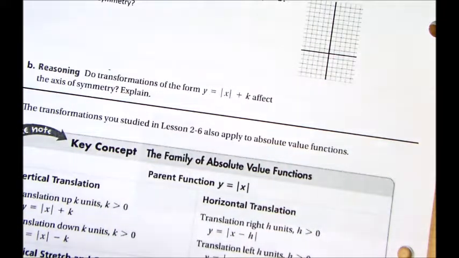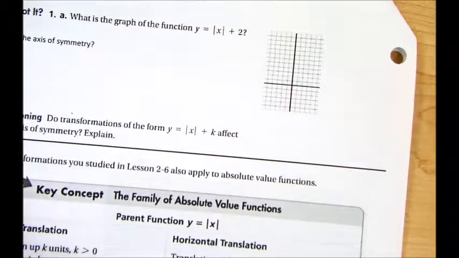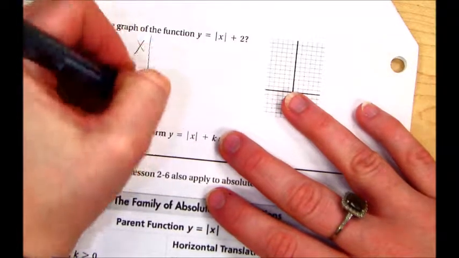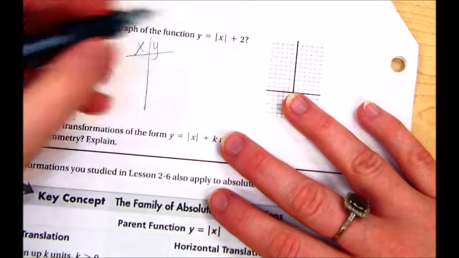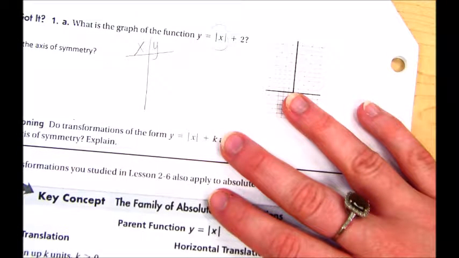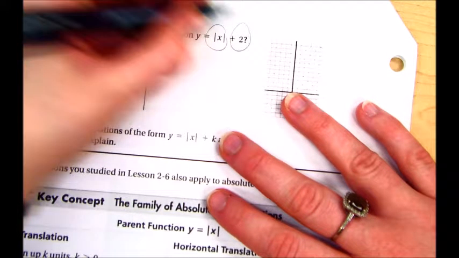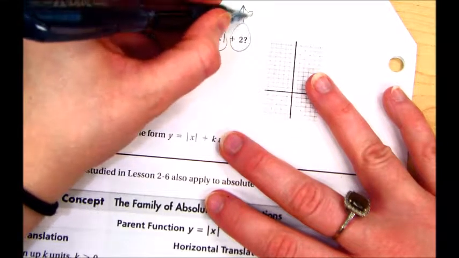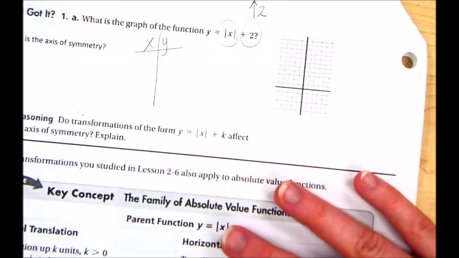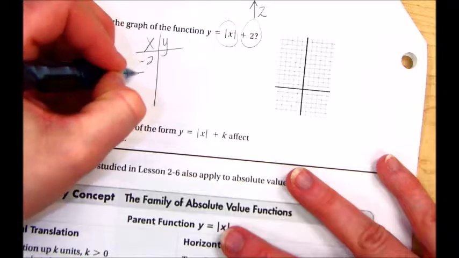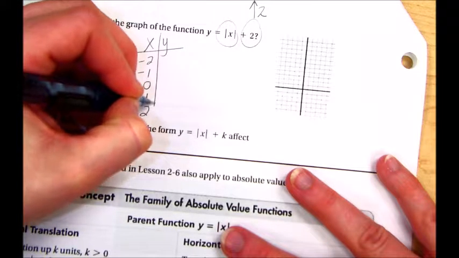All right, problem 1a. What is the graph of this function? XY chart, excuse me. It's not moving left or right. See how x is by itself? It's not moving left and right. This plus 2 in the back is going to move it up 2 units from the origin. All right, let's plug in our normal. -2, -1, 0, 1, 2.